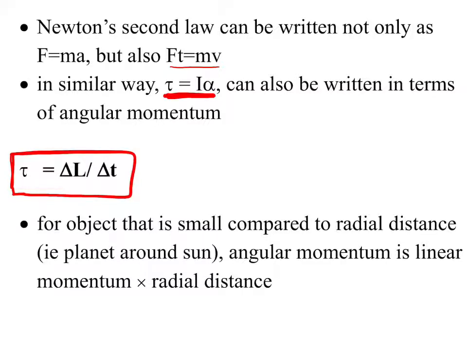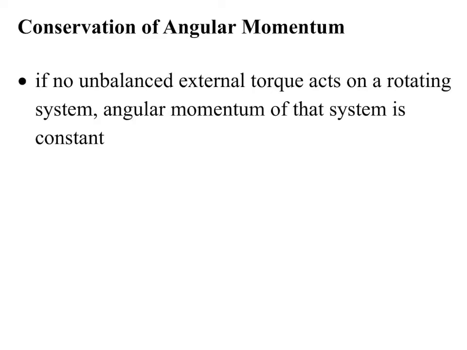Okay, so if we're talking about just normal size things, we can use this. If we're talking about something where it has a massive, massive radial distance compared to the object that is going around, then our angular momentum is just linear momentum times radial distance. So that's a whole different scenario. But for something that's not like that, where the thing that's rotating is so much smaller compared to the radius it's rotating at, then we're going to use this for torque, okay, and to find angular momentum.